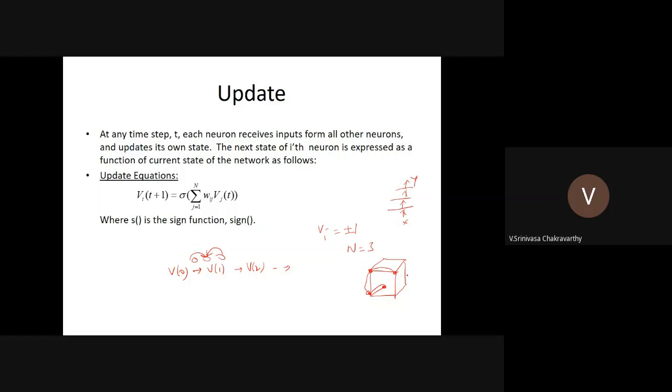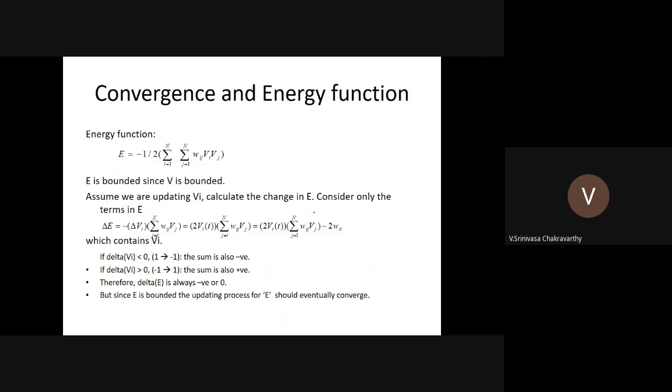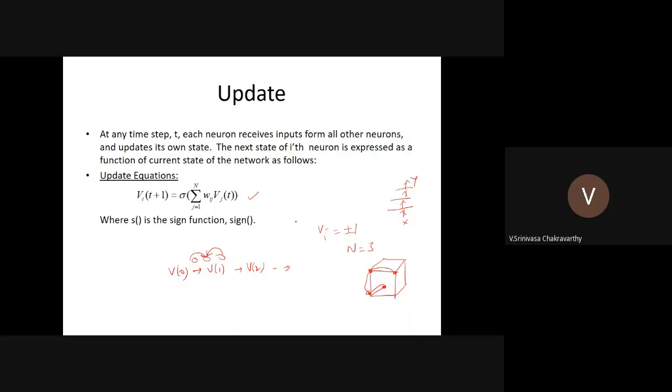So will this process ever stop? Once it reaches a certain corner, will it stop, or will it keep on hopping? That's one question. Then, a network like this, whose dynamics is described by an equation like this, how can it be a model of memories? Let us first look at an intuitive picture of this.